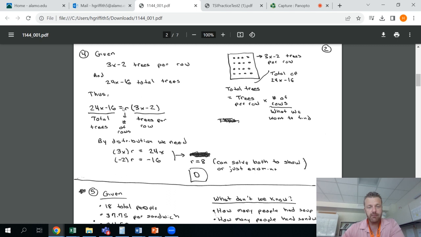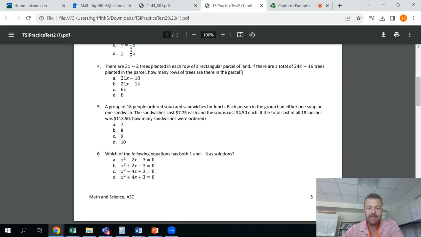So whatever this number is, when you multiply it by 3x, you have to get 24x. And when you multiply it by minus 2, you have to get minus 16. So what number when you multiply by minus 2 do you get minus 16? That's 8. What number do you multiply 3x by to get 24x? That's 8 as well, not surprisingly. So the answer here is that there are in fact 8 rows, which is answer D.